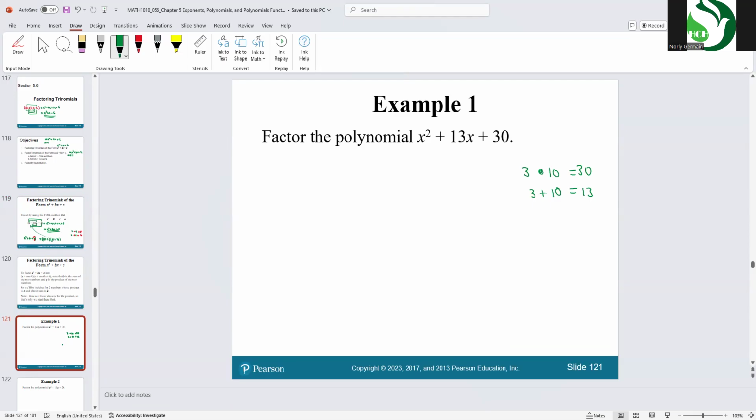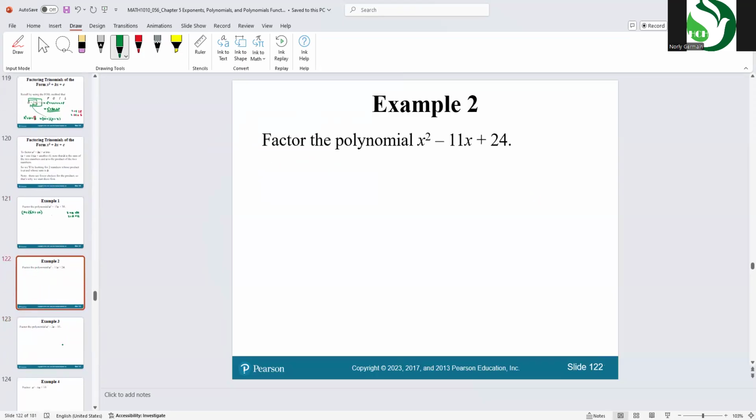We could make a list of numbers. 1 times 30 makes 30, 2 times 15 makes 30, 3 times 10 makes 30, 5 times 6 makes 30, but the only pair that makes 30 and gives 13 when you add them is 3 and 10. So that's why you would factor it as x plus 3 times x plus 10. And that's it. All our products would be the same.